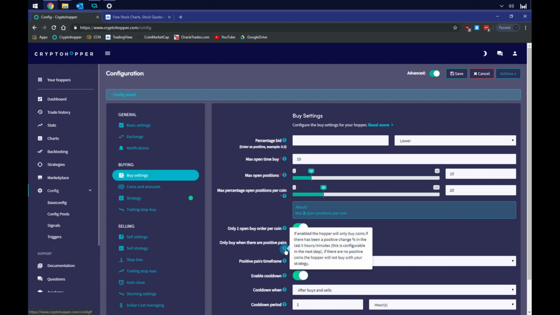It also has a good explanation here. If enabled, the hopper will only buy coins if there has been a positive change percentage in the last X hours minutes. This is configurable in the next steps. If there are no positive coins, the hopper will not buy with your strategy.